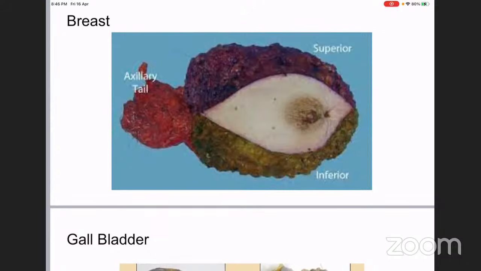You tag the superior edge and the lateral edge. You put a short suture tag on the superior edge and a long suture tag on the lateral edge.